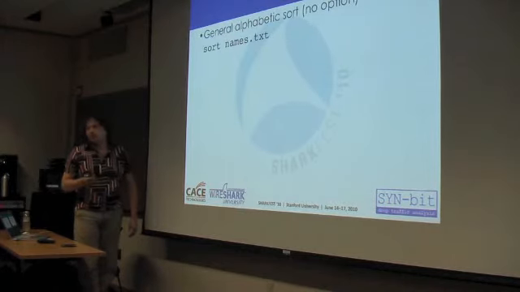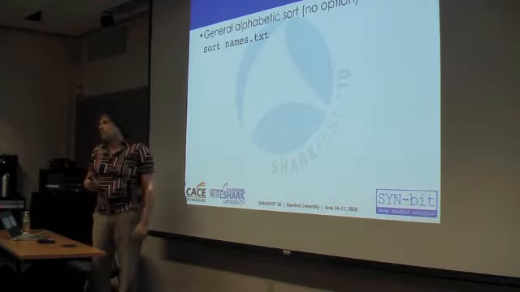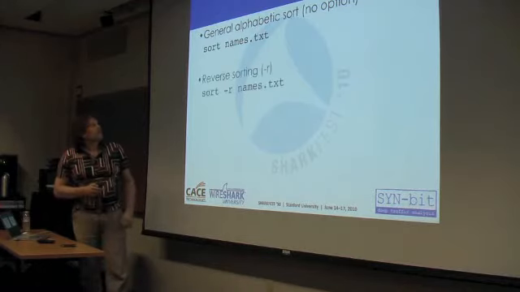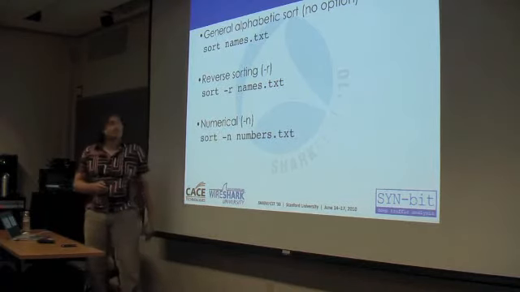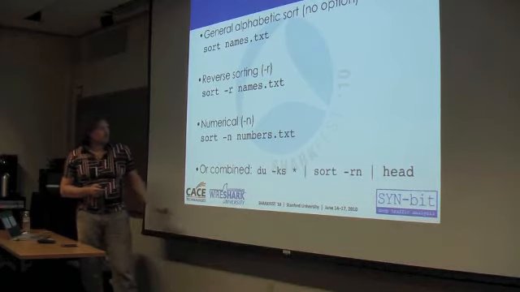Of course, sort is available to sort your output. By default it sorts alphabetically, so if you don't give any option, then it gives you an alphabetically sorted list. You can do it in reverse, or you can do it numerically, and this is what we're going to use later on as well. Or you can combine them.